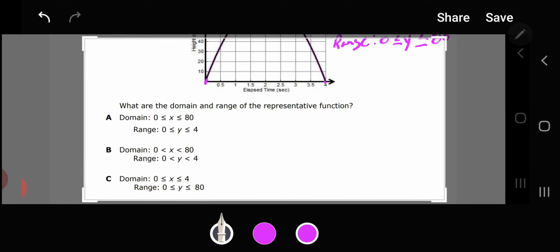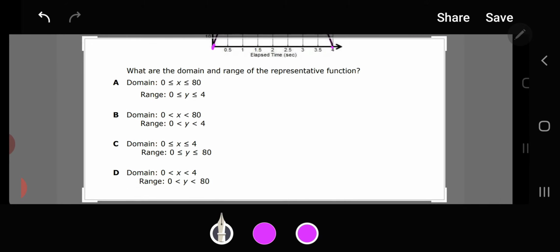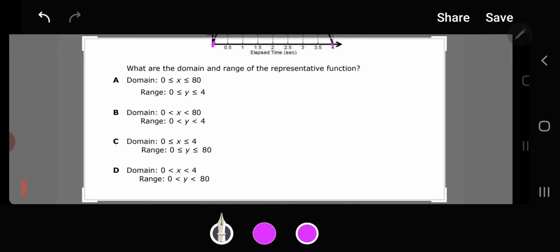So our answer choice looks just like that. Looks like C, where x, the time, is greater than or equal to 0, but less than or equal to 4. And range, the height, is greater than or equal to 0, but less than or equal to 80. So C would be our correct answer choice.